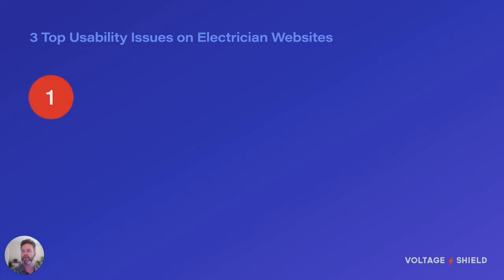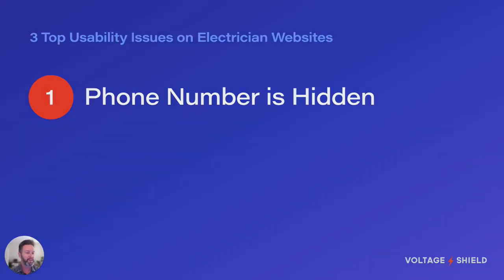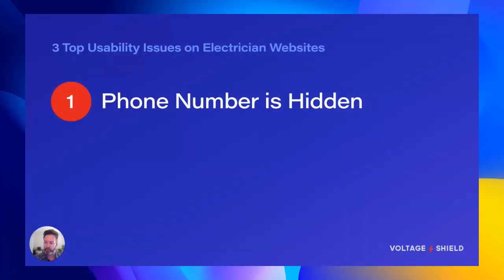So the first issue I see, and the one that drives me crazy, is that the phone number for the business is hidden. When you go to the website, you cannot find it on the home page. You have to scroll, click, go to another page, whatever. So let's see what this looks like real quick.